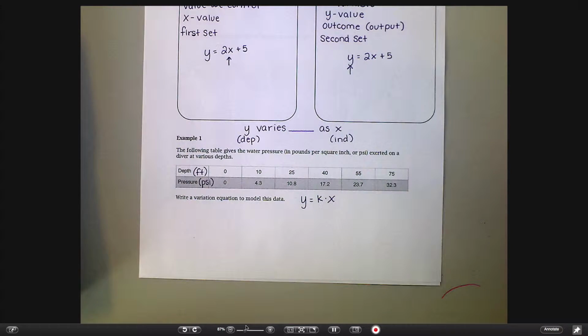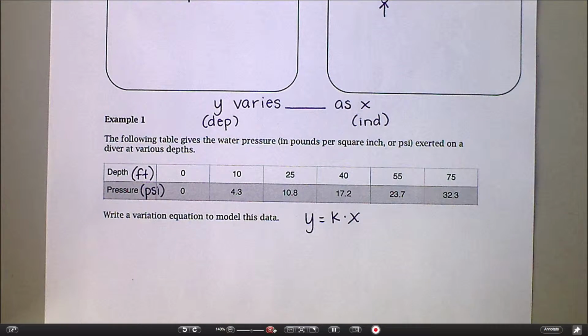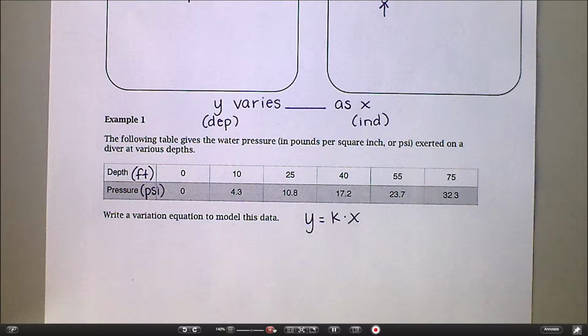And in order to write a variation equation, what do we normally do at this point? Plug in. Because we need to find? K. We need to find k. Now normally, I would give you 1 pair of values. You have a lot of pairs of values. Does it matter which one you choose? It shouldn't. The only one I would stay away from is 0, 0. Okay? That's not going to get you any good information there.